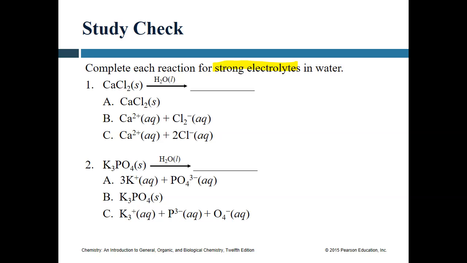We know it's going to break apart into ions. What do those ions look like? Well, we know calcium ion is going to be one of them. The question is, what do we do with that 2 here? And the answer is letter C here.